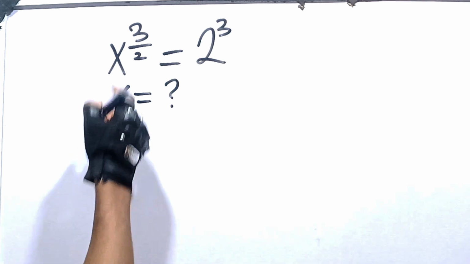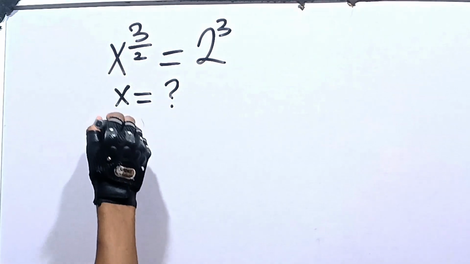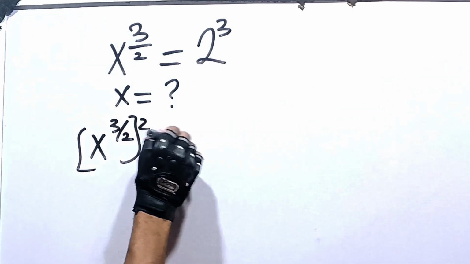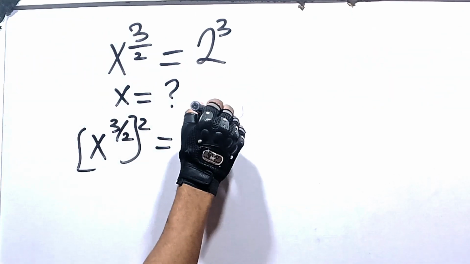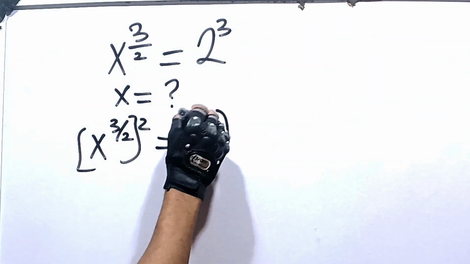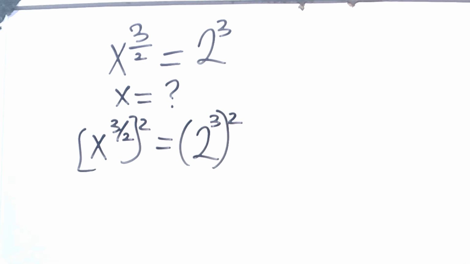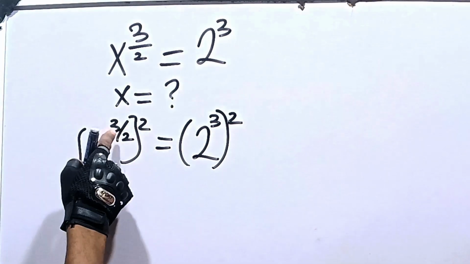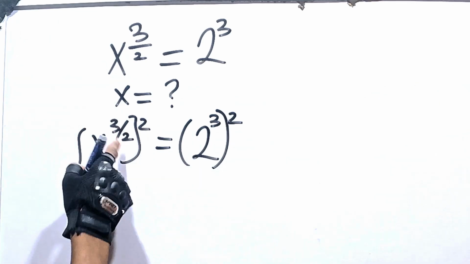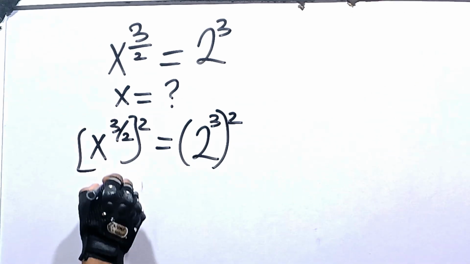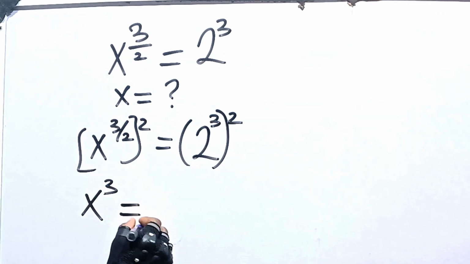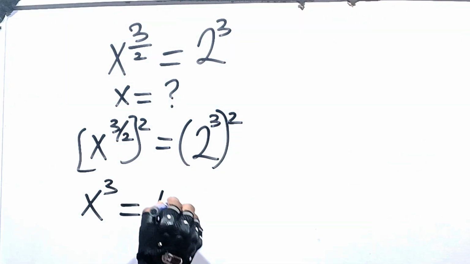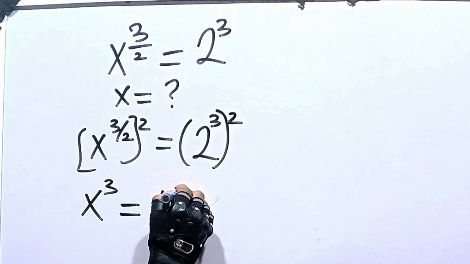To raise both sides to the power of 2, we have x raised to the power 3 over 2, raised to the power of 2, to be equal to 2 raised to the power 3, raised to the power of 2. Now, when you have something like this, multiply the powers. 3 times 2 over 2 gives x raised to the power 3 alone. This is equal to 2 squared times 3, which is 4 raised to the power of 3.